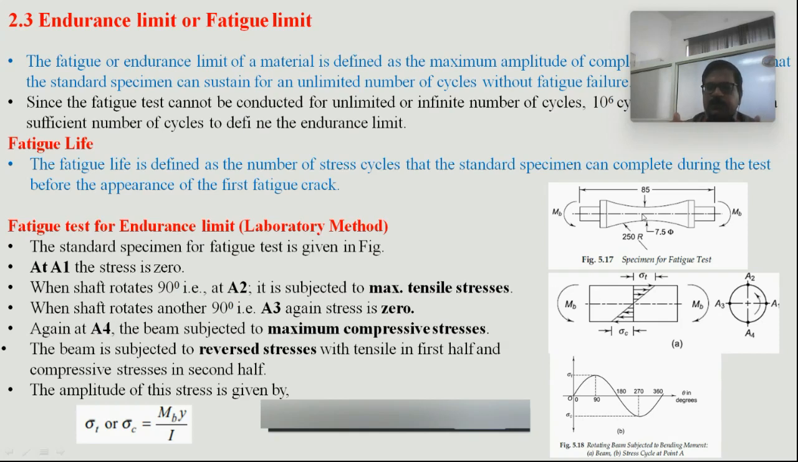The upper layer, after 180 degrees of rotation, will be coming to the bottom, and the bottom layer will be reaching to the top. So the layer which was in tension before 180 degrees rotation is now in compression. So the tension and compression are going to change with every 180 degrees of rotation. So it is called cyclically varying stresses. The member is subjected to cyclically varying stresses.